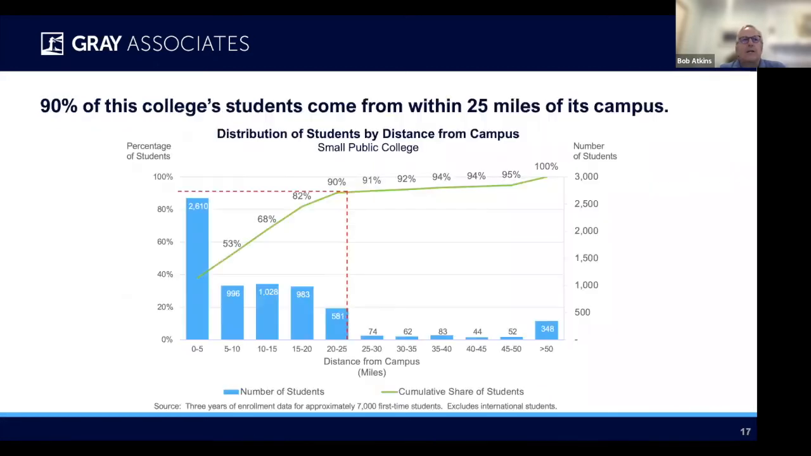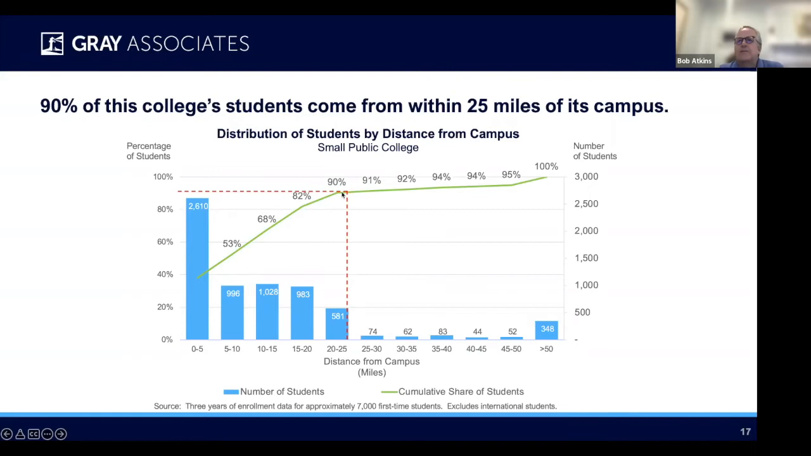As you do that, you're going to end up with a chart that looks somewhat like this, where you can see what number of students are coming by distance. So for example, in this disguised example, 2,600 students were coming from within 5 miles, which is really striking if you think about it, but not unusual. 5 to 10, we're up to 50% of the students. And as you get out to 25, in this case, we've got 90% of the students within 25 miles.